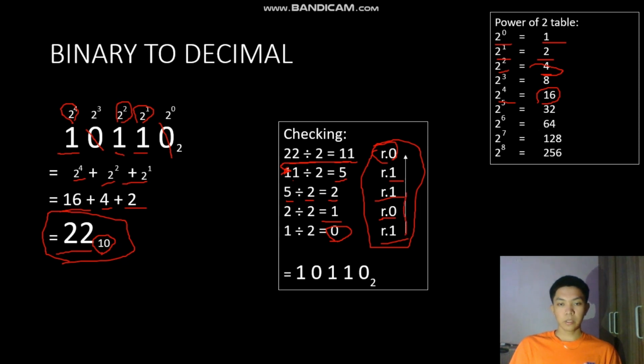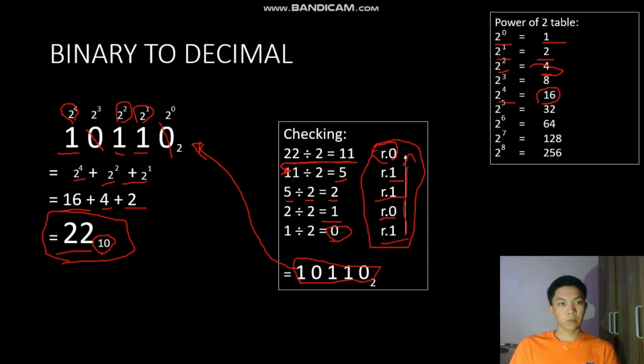For the reading of this, guys, we have to read it upward. So we have 1, 0, 1, 1, and 0. As you can see, we've checked the binary system, so it is right, our equation is right.